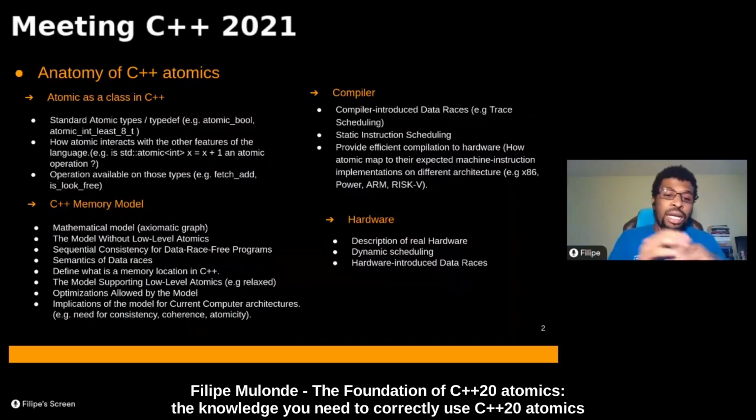Need to understand the guarantees that are given by the C++ memory model. Need to understand how atomics interacts with compiler optimizations, and need to understand how atomics interacts with hardware optimizations. Today, I will focus on hardware. The first talk in this series of talks will be about hardware.